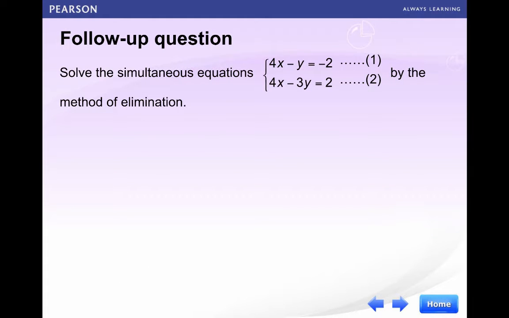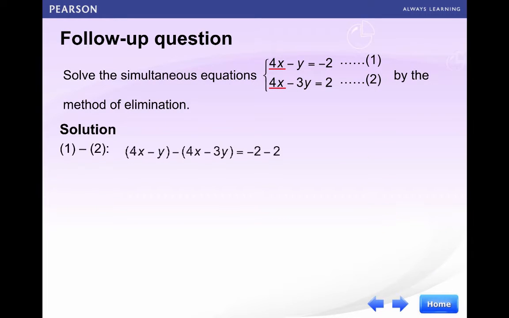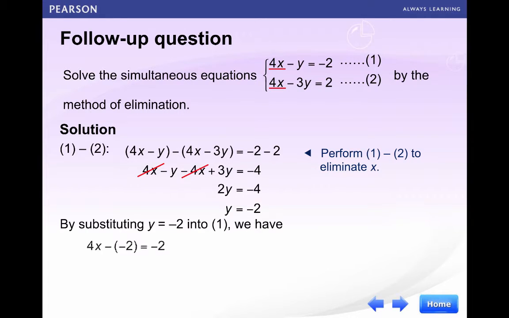How about this? The 4x terms are equal, so we try to eliminate x. We perform the subtraction. Be careful when removing brackets. By subtraction, we can eliminate x. We only have y here, and we find it out. We substitute it back into equation 1. We can find what x is. So x is negative 1. So we find the solution.